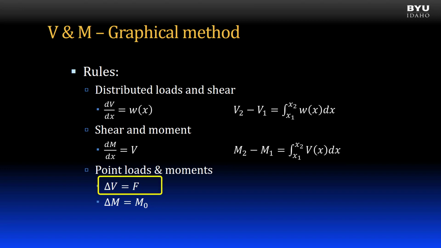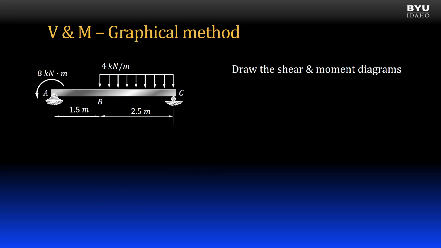For point forces, we get a jump in the shear diagram in the direction of the force and equal to the magnitude of the force. For point or concentrated moments, we get a jump in the moment diagram equal to the magnitude of the moment. The direction of the jump in the moment diagram will be discussed further in just a bit. Let's now review the application of these rules through some examples.